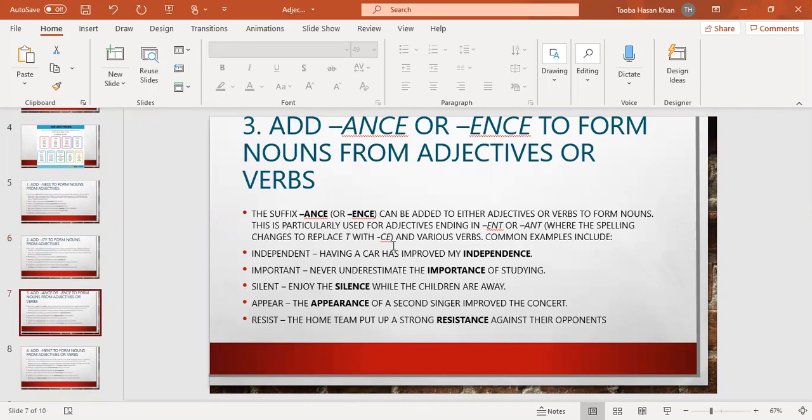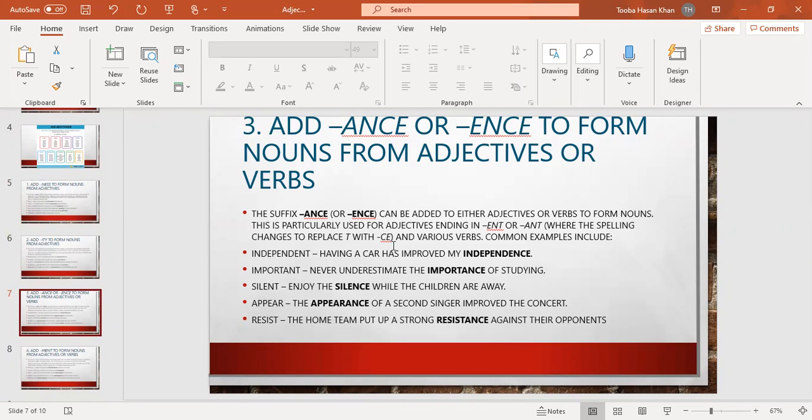The next one is ance or ence, to form nouns from adjectives or verbs. For example, the suffix ance or ence, they can be added to form nouns. This is particularly useful for those adjectives that end in ent or ant. What we do is that we drop the t and we add ce. For example, independent becomes independence. Important becomes importance. Silent, again it's ending with an ent, we drop the t, we add ce, so it becomes silence. Appear, we add ance, so it becomes appearance.